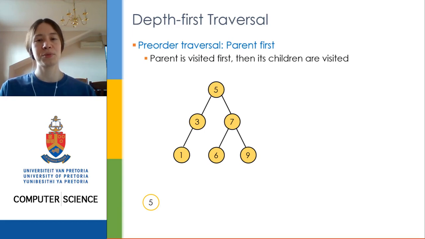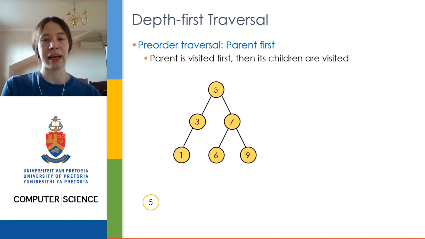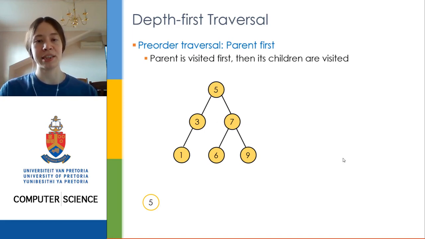Okay, so we start with the root, which is 5. It's the parent, so it's printed. 5 has been printed. We now have to print the left child. However, the left child itself is an entire subtree. So to print the subtree, we need to apply the very same idea.